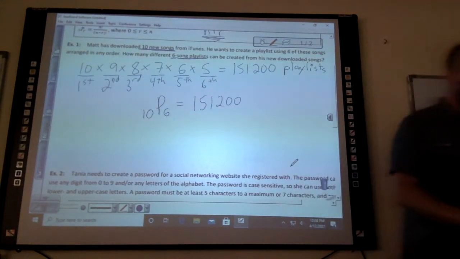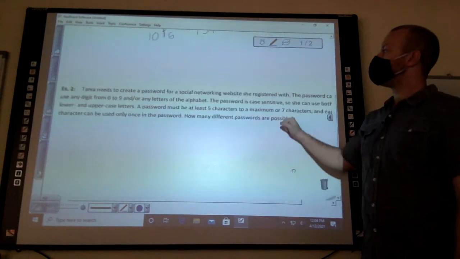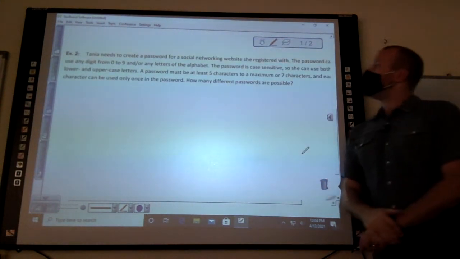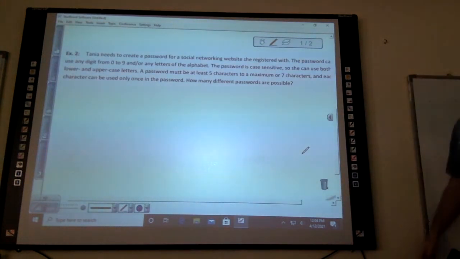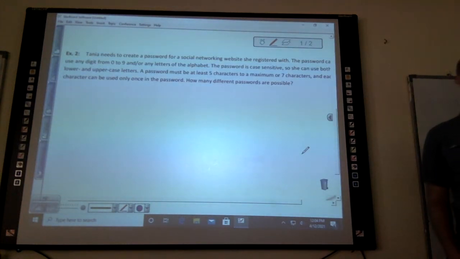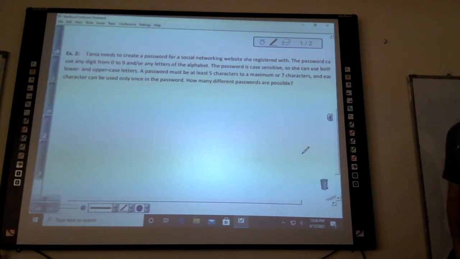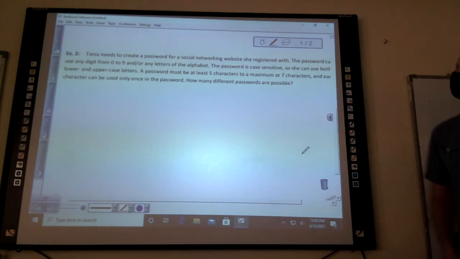So let's try this for a different example here. Tanya needs to create a password for a social networking website. The password can be any digit from 0 to 9 or any letter. The password is case sensitive, so you've got upper and lower case letters. A password must be at least 5 characters to a maximum of 7, so it could be 5, 6, or 7 characters. And each character can only be used once. So we want to know the number of different passwords. So this is a lot.